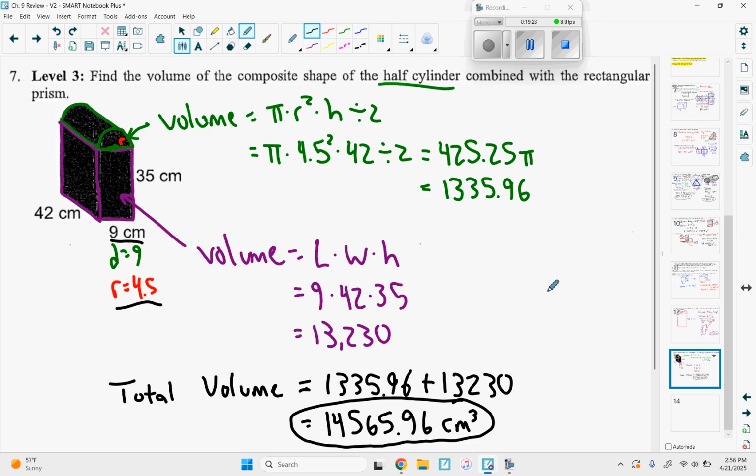That's our review for our version 2 Prisms and Cylinders test.